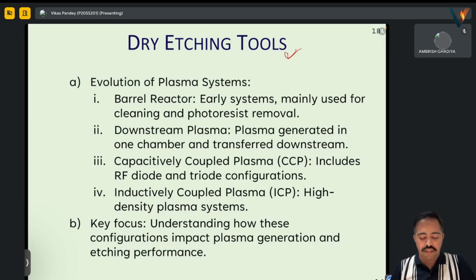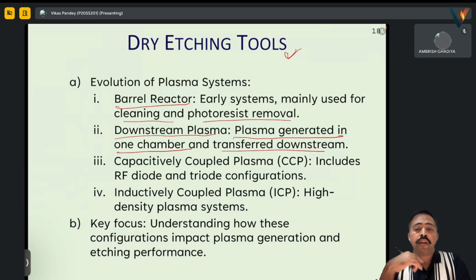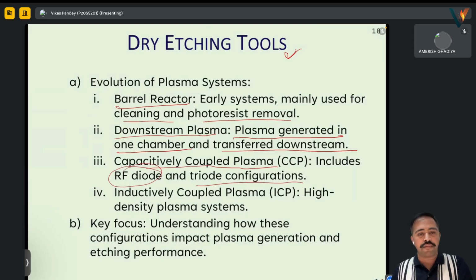They were first a barrel reactor system, mainly used for cleaning and photoresist removal. So it was simply a barrel, not even inductively coupled, just plasma getting generated, and it is still used for cleaning purposes. Then came downstream plasma. In this case, plasma was generated in one chamber and transferred downstream, so generating and then transferring it to another. Then capacitively coupled plasma, which includes RF diode and triode configuration. Then inductively coupled plasma systems, which are able to generate high density plasma. So we have to understand how this configuration impacts the plasma generation and the performance of our etching process.